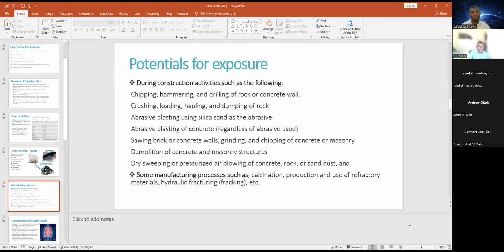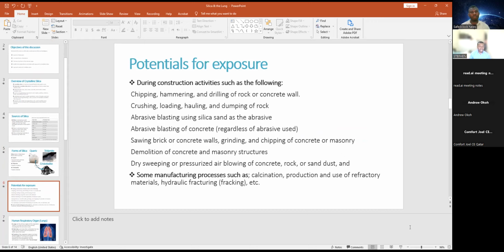So now there are potentials for exposure. And what are these potentials? When you go through the construction industry especially, there are activities like chipping, hammering, and drilling of rocks or concrete walls, crushing, loading, hauling, dumping of rocks, and abrasive blasting. Sometimes you do sand blasting.